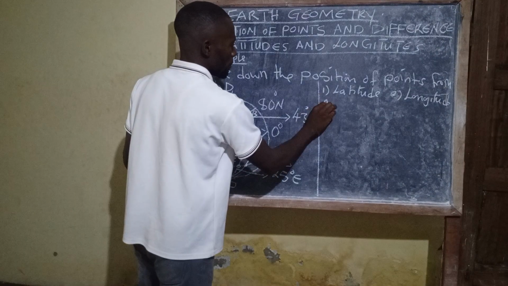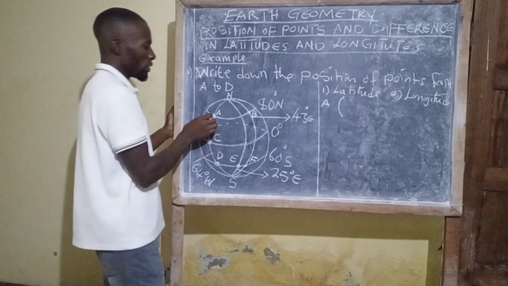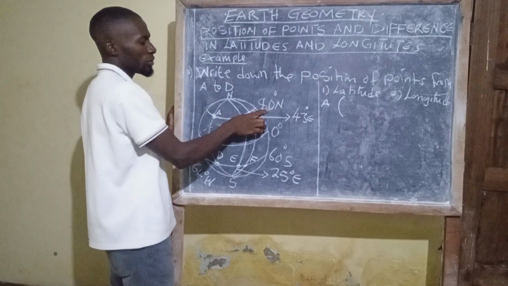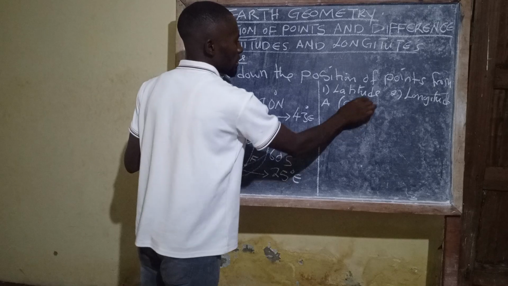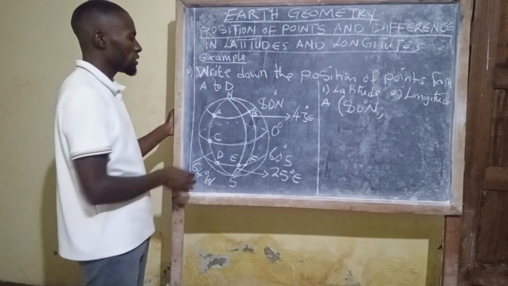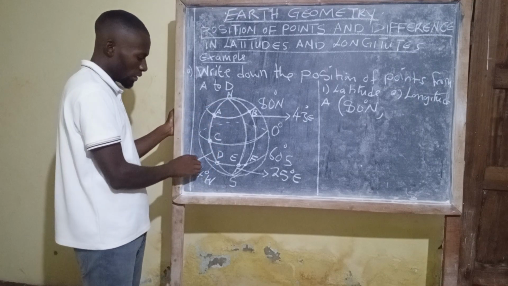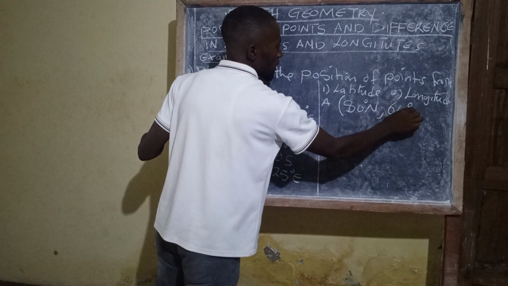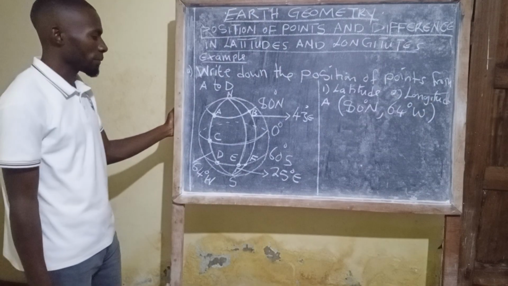Let's start with position A. We should start with the latitude. When you look at this point, it is lying in which latitude? It is lying in latitude 80 degrees north. So you write 80 degrees north, then a comma. You now look at the longitude in which position A is. The longitude here is 64 degrees west. So you write 64 degrees west. That is the position of A.